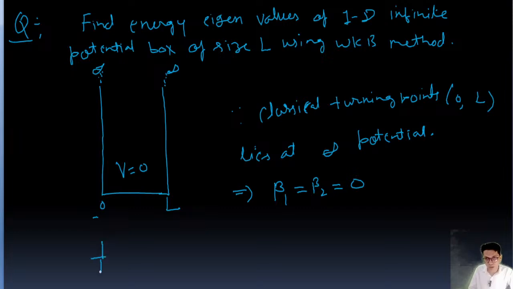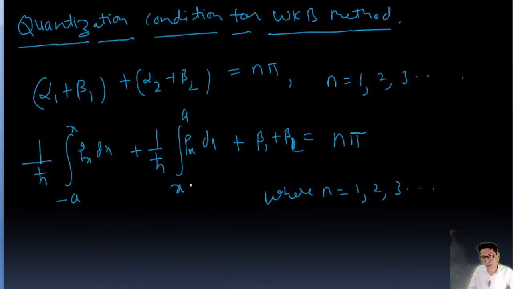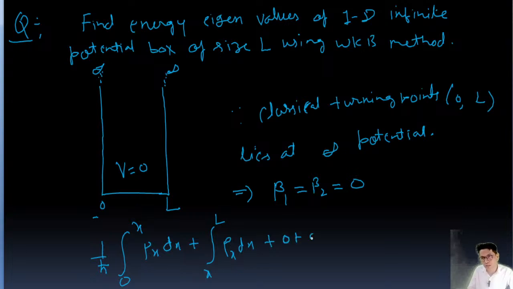Integrate, so 1 upon h cut integration 0 to x Px dx plus x to L, because this is between 0 to L, right? 0 to x we have taken any point, so 0 to L Px dx plus beta 1 beta 2, right? This condition, beta 1 beta 2, and this value is 0. 0 plus 0 equal to n pi. Okay, this is n pi.